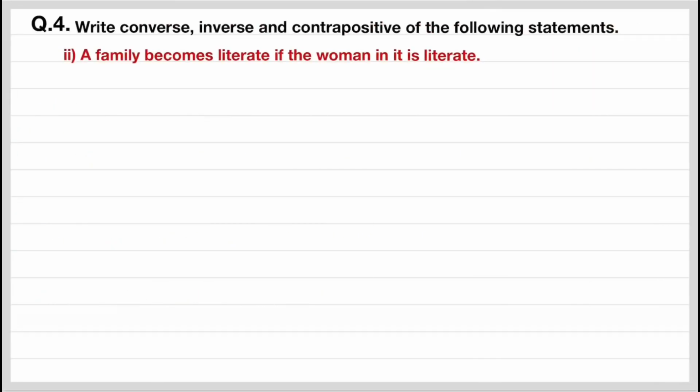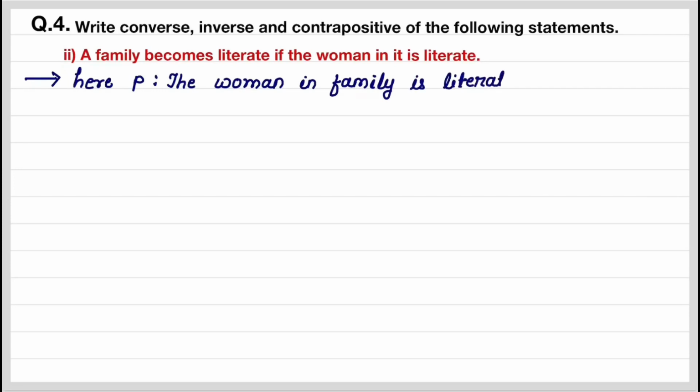Second example, a family becomes literate if the woman in it is literate. Here P is the woman in it is literate. This is of the form Q if P. Remember that the statement after if is P. Next one. First of all, write separate statements. P, the woman in the family, it means family is literate, and statement Q is a family becomes literate.